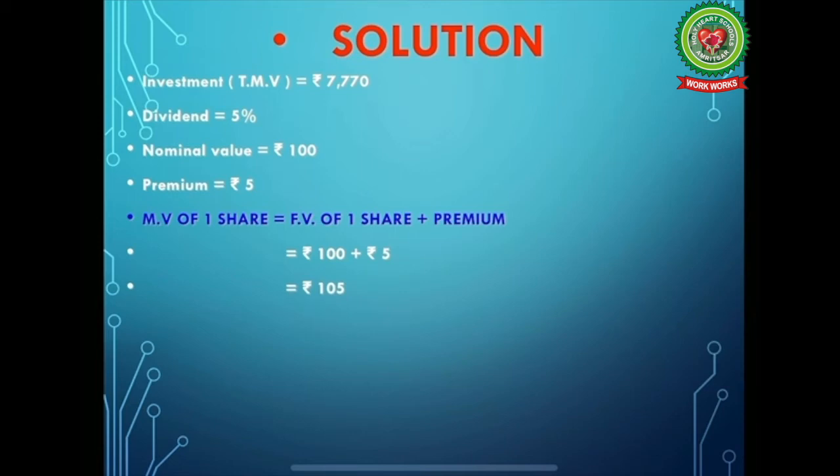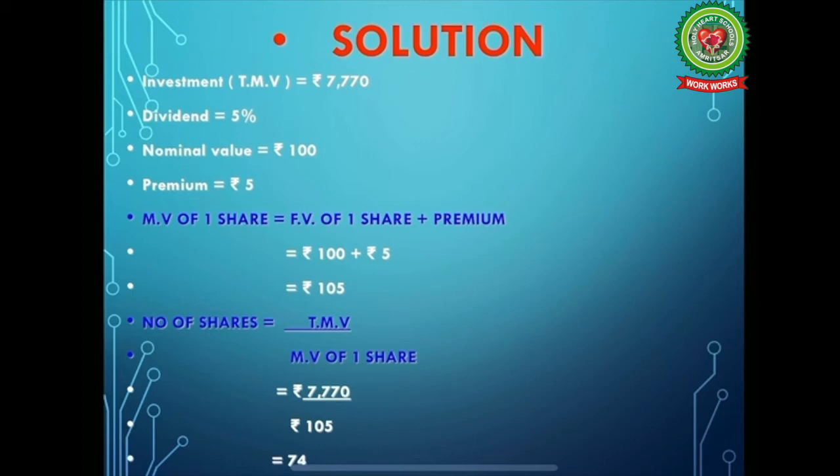Now after calculating the market value of one share, we can calculate the number of shares. Number of shares is equal to total market value upon market value of one share, which is rupees 7,770 upon rupees 105, which comes out to be equal to 74. So the number of shares comes out to be 74.